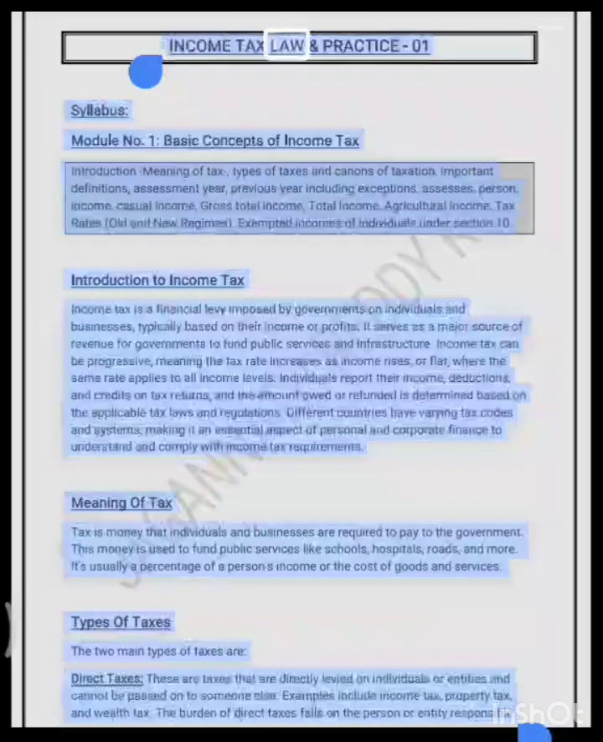Income Tax Law and Practice 01. Syllabus. Module Number 1. Basic Concepts of Income Tax.